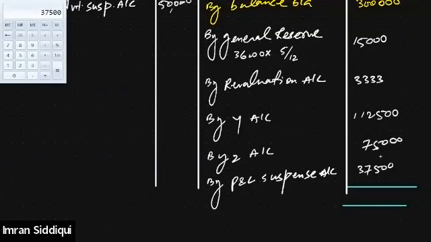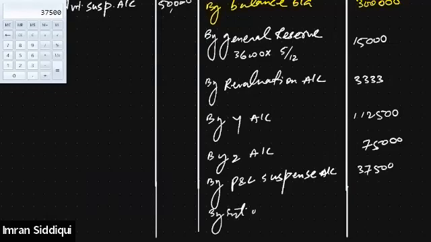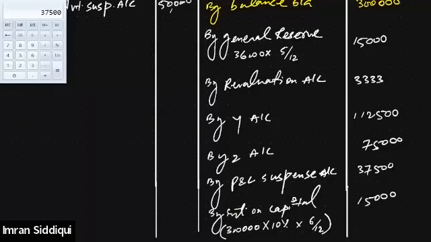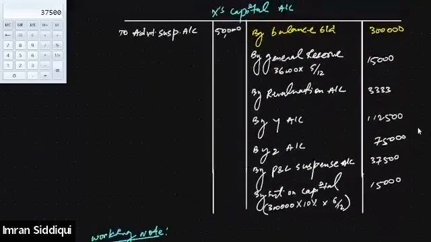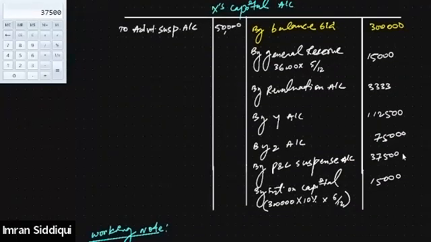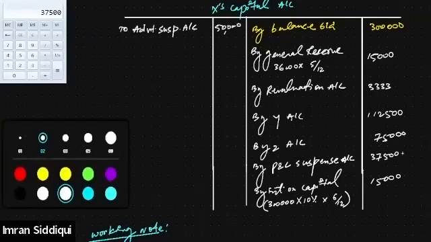All right, everyone. Let me just adjust it over here. By interest on capital, that will be 3 lakh into 10% for half year only. So this will be 15,000. All right, everyone, is this clear? Yes or no? Yes, sir, clear.